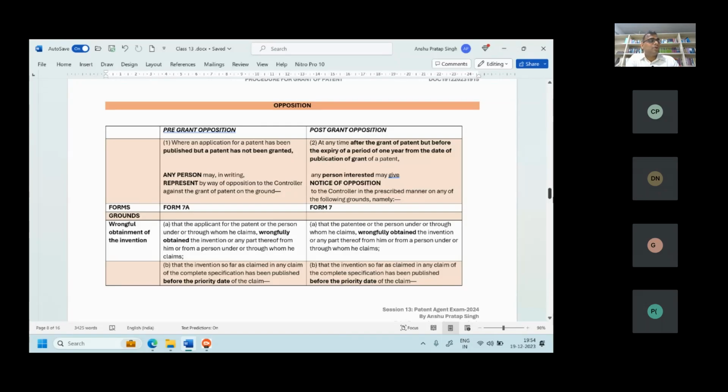17, post dating, we talked about here. 18, we talked about the anticipation, how anticipation will be dealt. Then 19, we talk about if potential infringement is found during the application stage, what will happen. And 20, how the substitution of the applicant will be done. Right? Yesterday we discussed this.